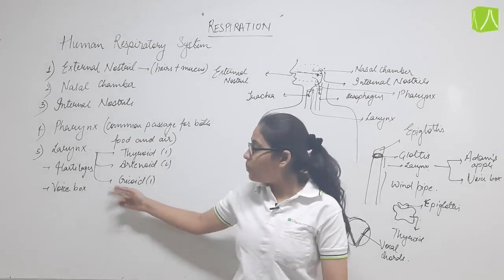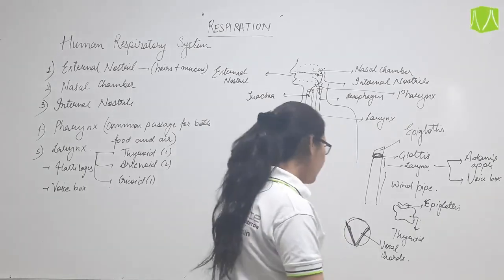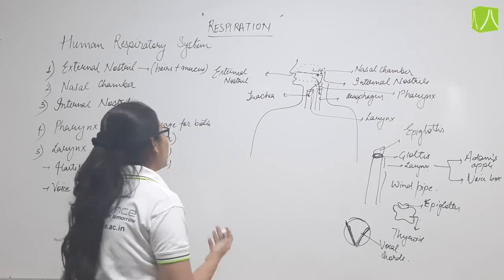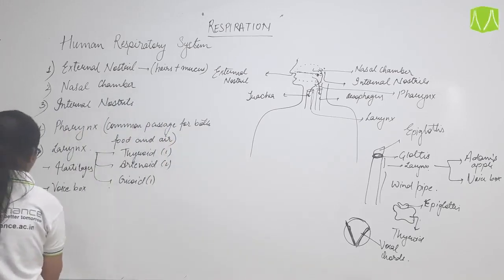So, these are the two main features of the larynx. The next part which comes after this is the trachea.